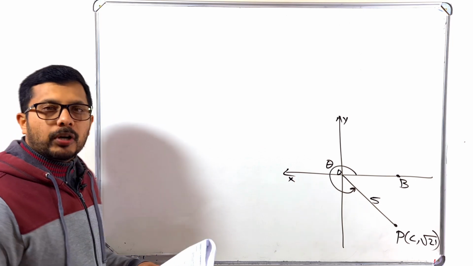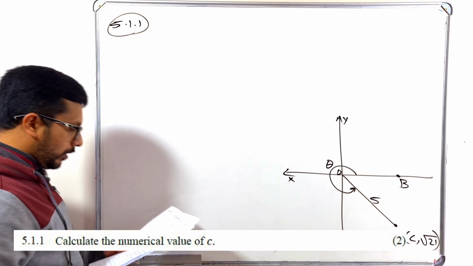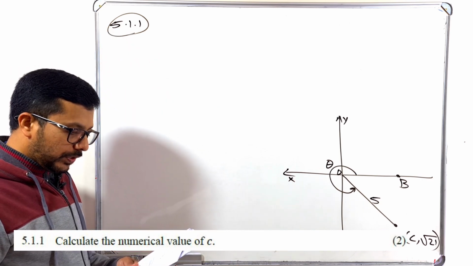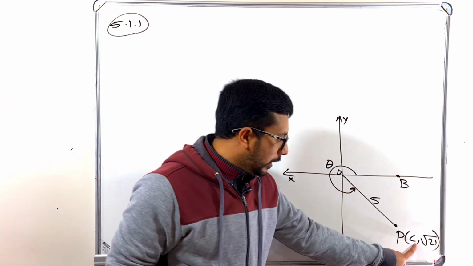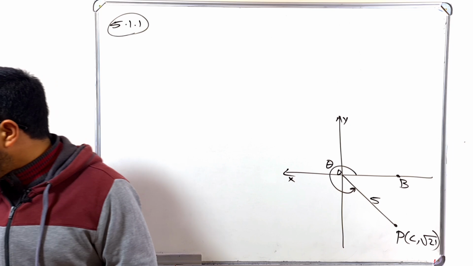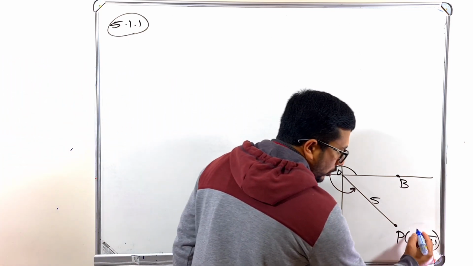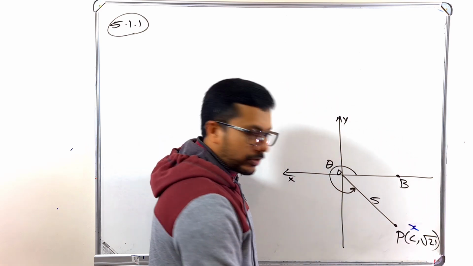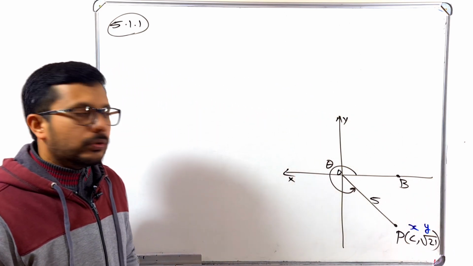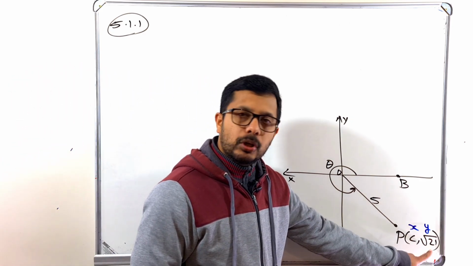First question, 5.1.1. Calculate the numerical value of C. You have to find the value of this C. Actually, what is that C? C stands for the X value. P (C, root 21) means C stands for the X value and root 21 stands for the Y value. So we have to find the X value and we know the Y value, root 21.